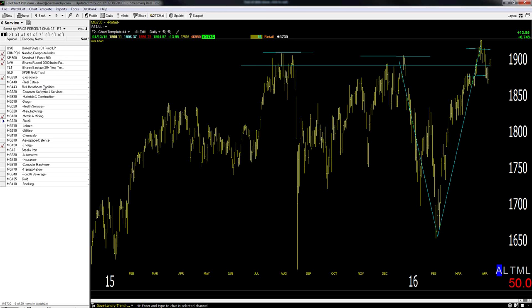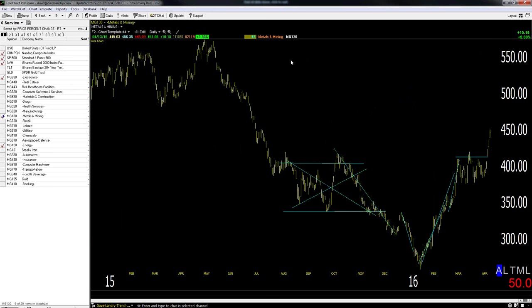All right, let me just look at a couple more in here. Metals and mining and gold. Still like metals and mining. As you can see, a nice little breakout in here. They consolidated for a while, but then they took off. And also, energy is looking pretty darn good. We'll take a look at gold too.